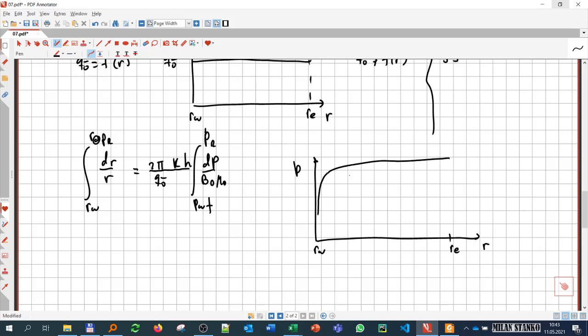Okay, that's why we did our thinking experiment of how it will look like. Reservoir pressure is the volume average of that pressure. So reservoir pressure is essentially the integral in volume of P dV, divided of course by the volume.